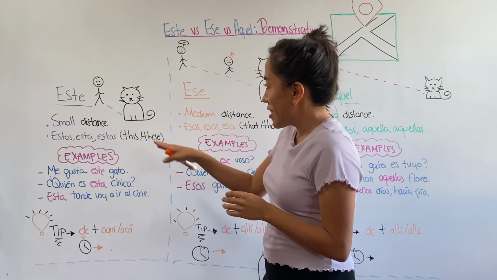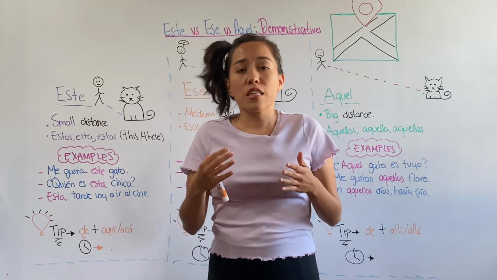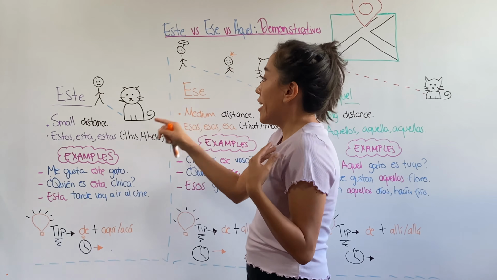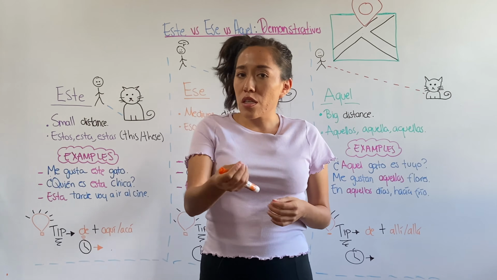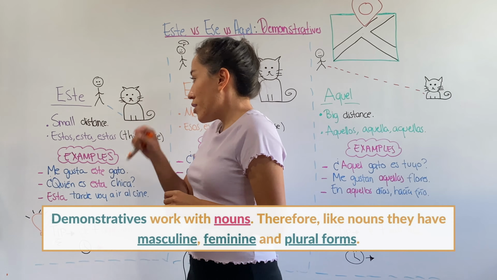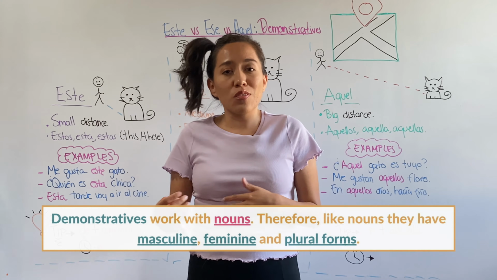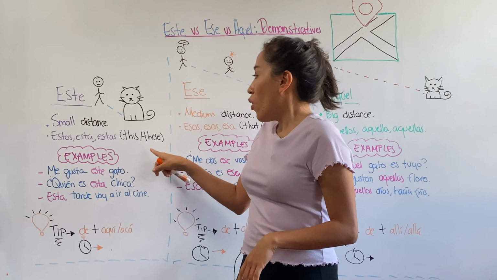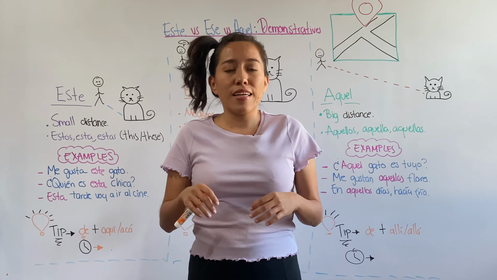Check this graphic, this perfect cat over here. It expresses small distance between the speaker, in this case me, and the cat. And because they work with nouns, this word has plural, singular, and feminine forms. Estos, esta, estas. All of these words mean this and these.